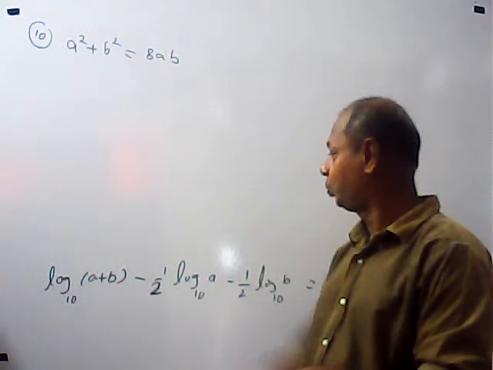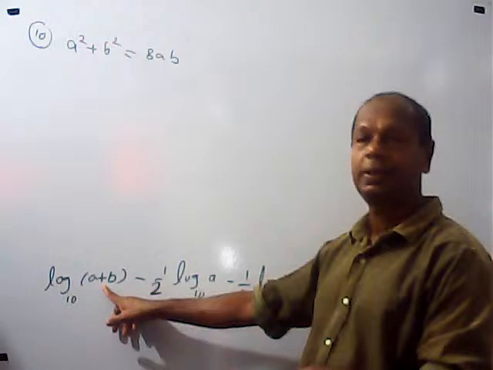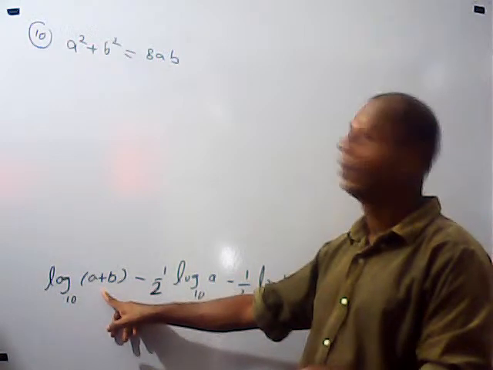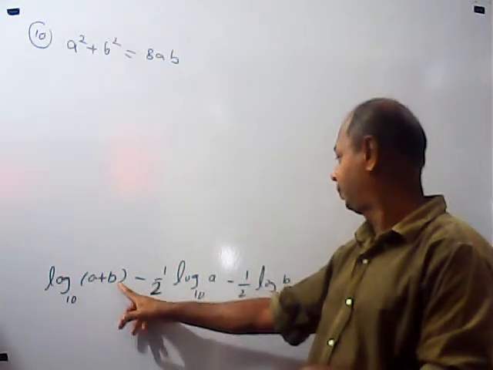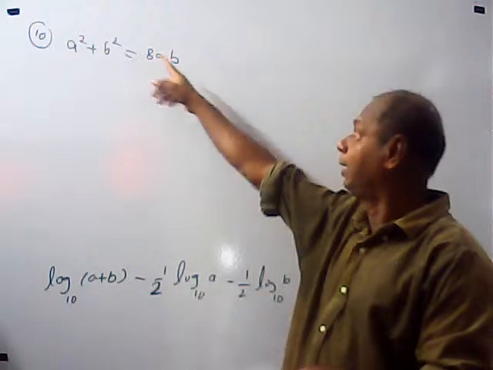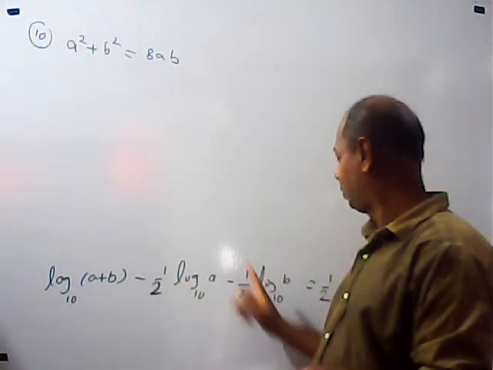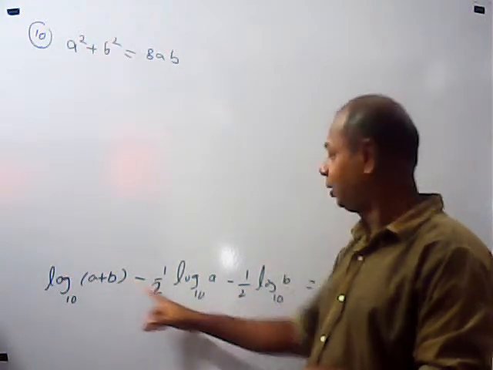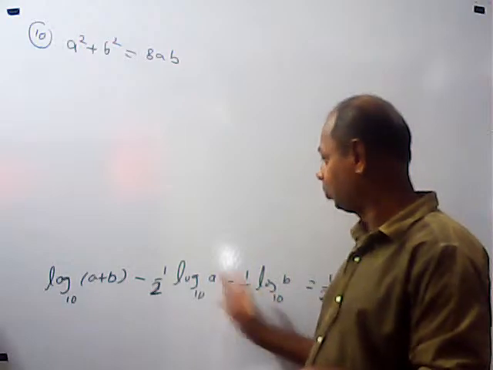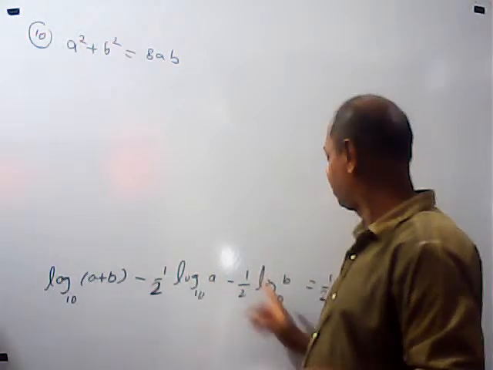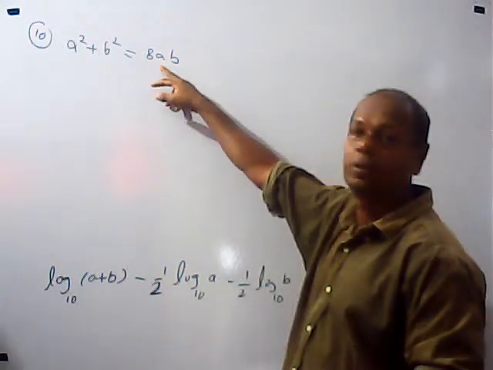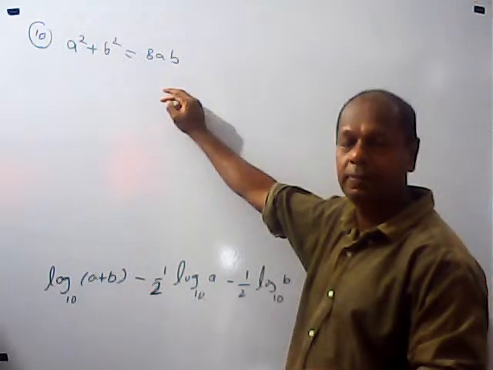So it looks like you need some a plus b in this question. We take minus half out: log a plus log b. You can get it from this: log of ab equals log a plus log b.